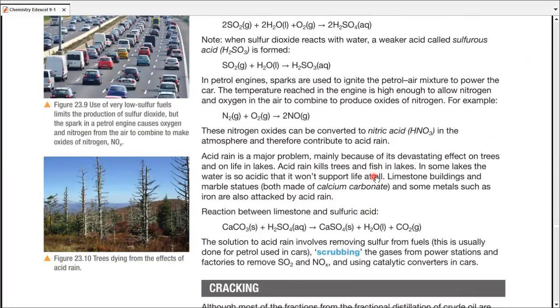How does nitrogen oxide or NOx come into being? In petrol engines, sparks are used to ignite the petrol-air mixture to power the car. Of course, when the temperature in the engine reaches high enough, it allows nitrogen and oxygen in the air to combine. That's how they combine. And when they combine, these nitrogen oxides can be converted into nitric acid. How does that happen? Usually they do not write equations for it, but first they are converted into nitrogen dioxide.